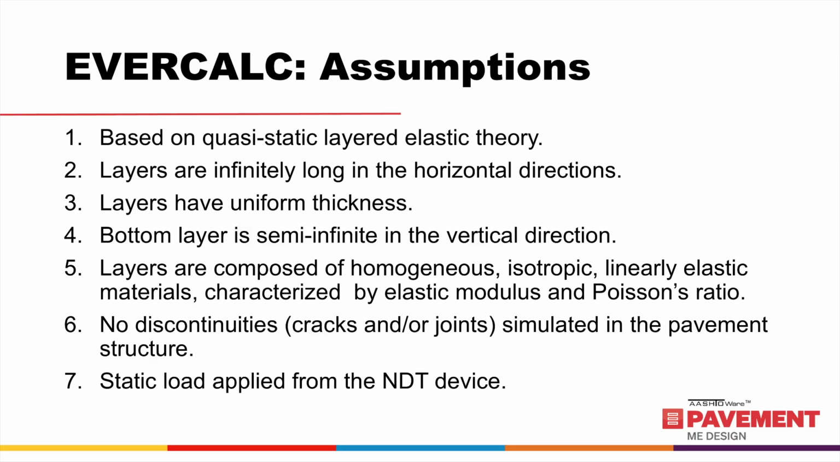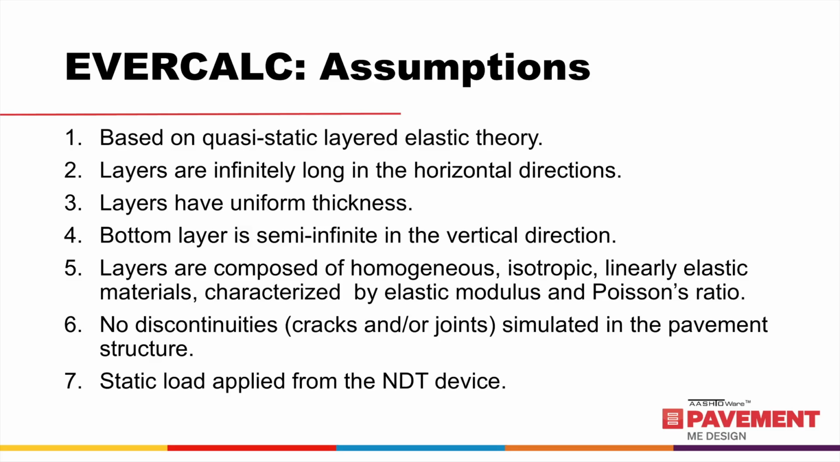Layers have uniform thicknesses within a design segment. The layers are composed of homogeneous isotropic linearly elastic materials characterized by elastic modulus and Poisson's ratio. Isotropic means the properties in the vertical direction are the same as in the horizontal direction. No discontinuities, such as cracks and/or joints, are simulated in the pavement structure. And finally, static load is applied from the NDT device.